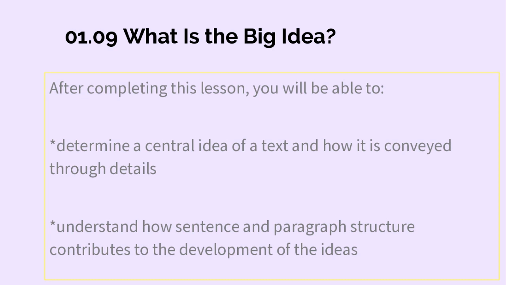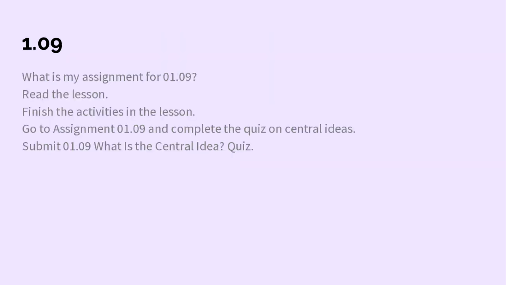So it's really important that you go through 1.09 and you take your notes on 1.09, and then you take the quiz on it. So for 1.09, you want to, of course, go through and read the lesson. You want to finish the activities in the lesson, go through all the videos, all the assignments. And then you want to go to assignment 109 and complete the quiz on central ideas and submit it. So that's 1.09. Again, it's really important that you go through and do 1.09 on your own. Right now, we're just doing a quick review of it.